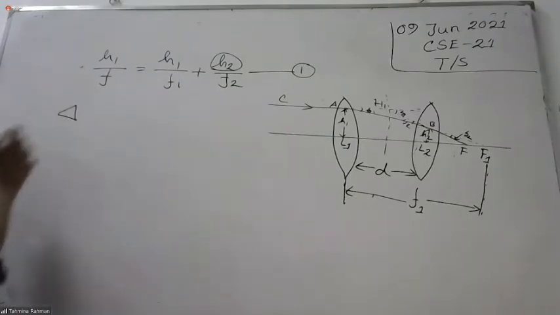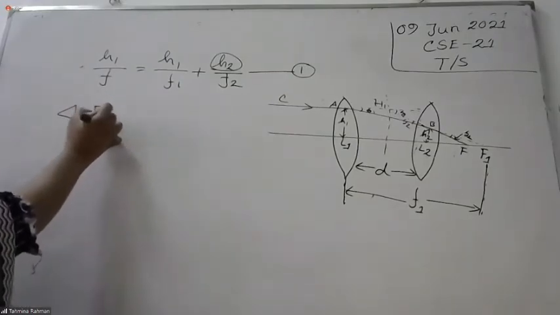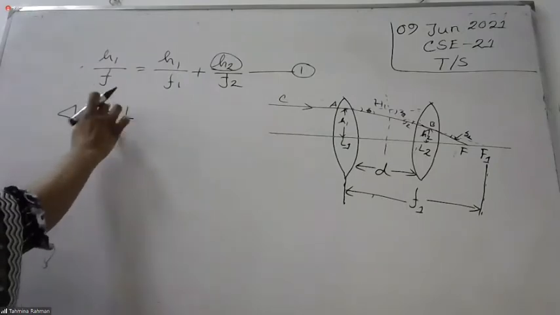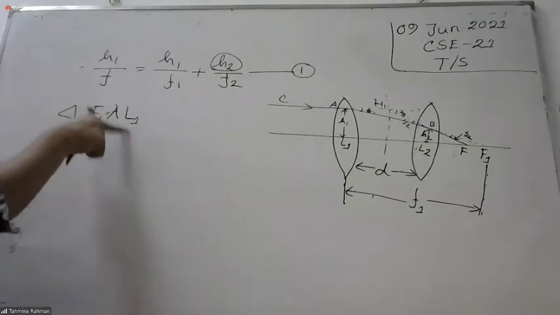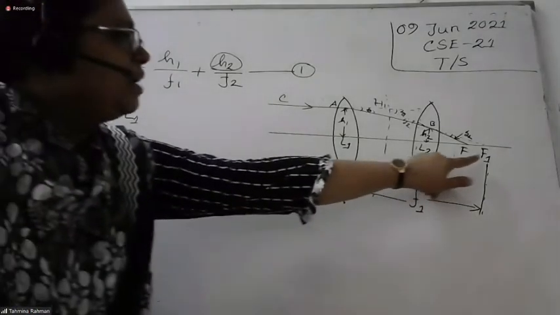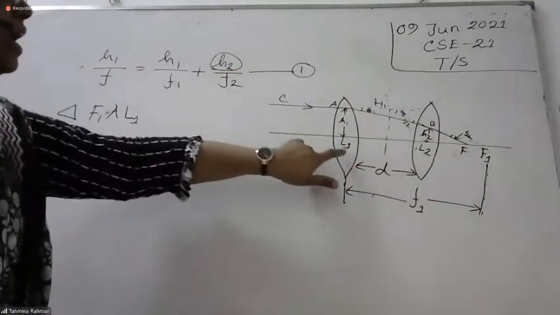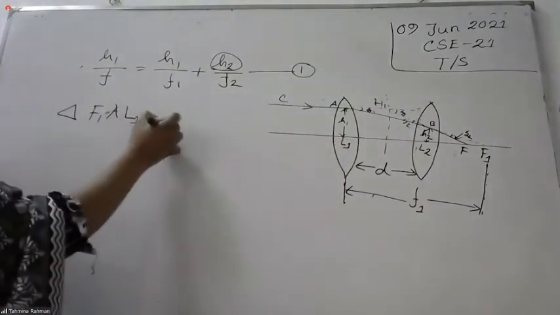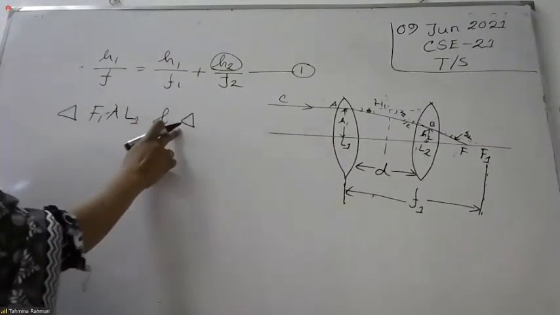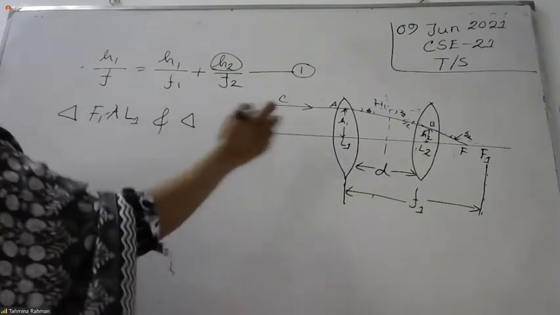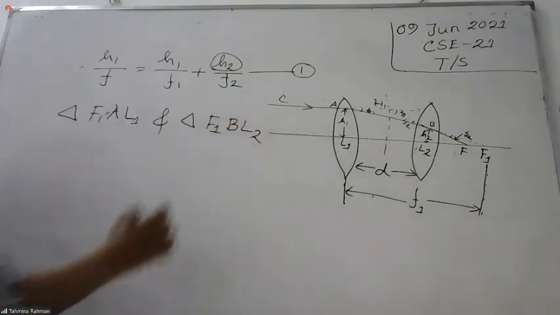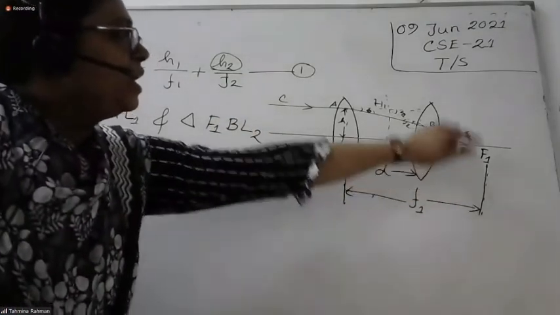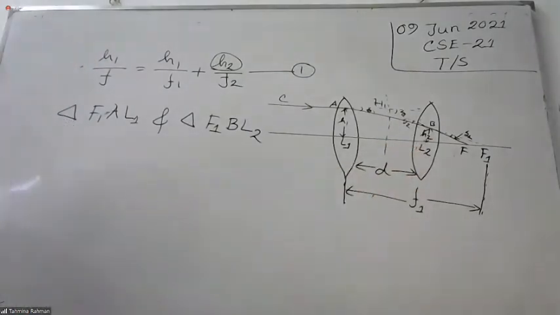Two triangles. One triangle is F1 A L1. That is one triangle. And another triangle, can you see? Another triangle, that is F1 B L2. Look, F1 B L2. Another triangle we take.